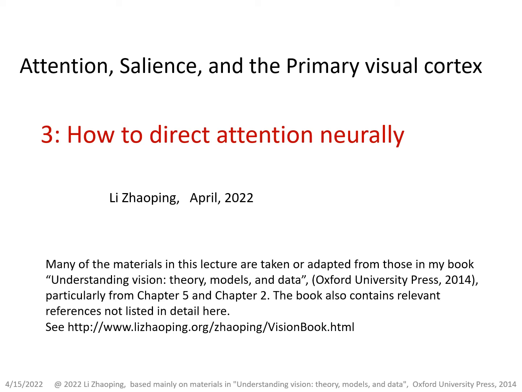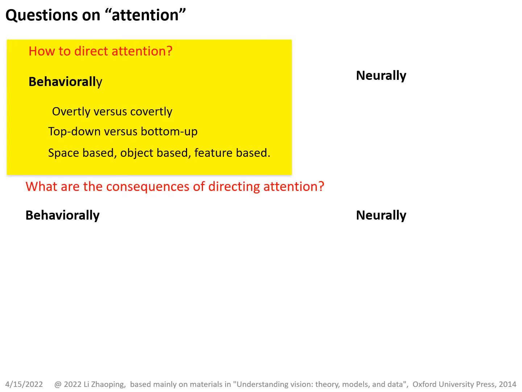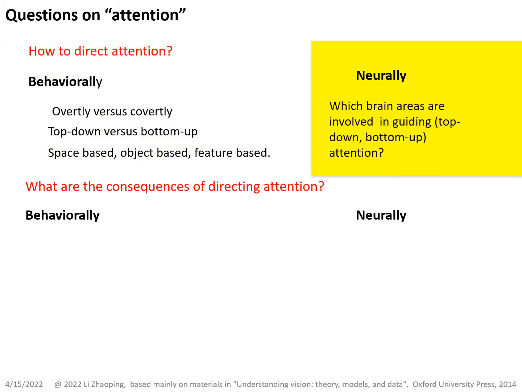How to direct attention neurally. We have seen how to direct attention in terms of psychological behavior. Now let's see in terms of physiological neurons. We can ask, for example, which brain areas are involved in guiding attention.